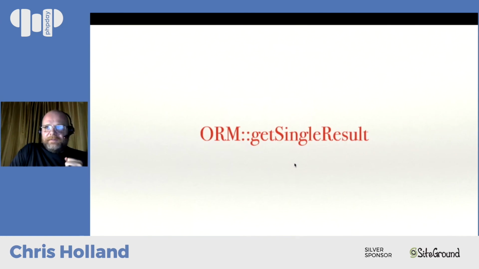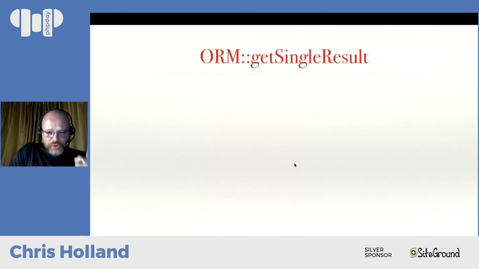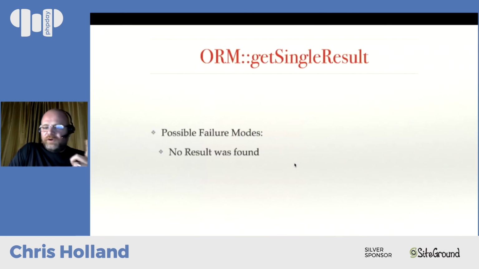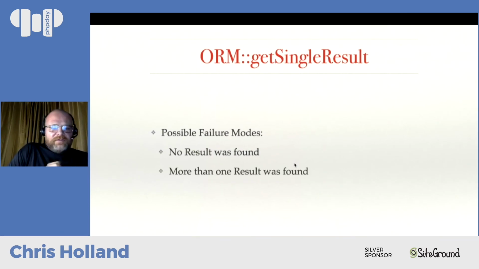And here it is. So it has two possible failure modes. One failure mode is no result was found. The other failure mode is more than one result was found. Right? GetSingleResult must always return exactly one result. So if no result was found, that's going to throw an exception. If more than one result was found, that's going to throw an exception.